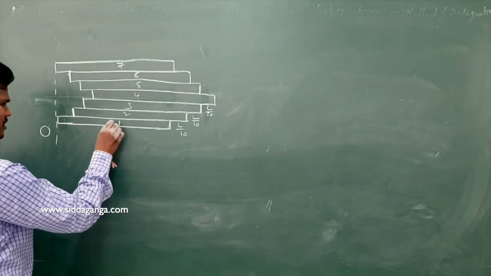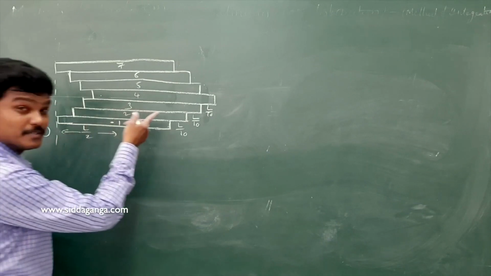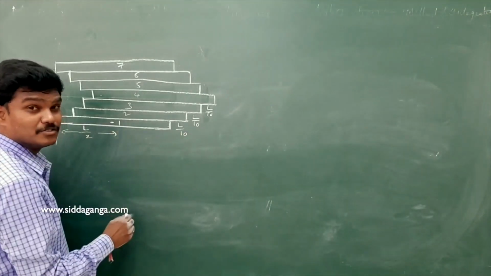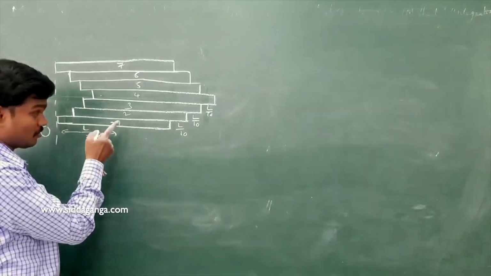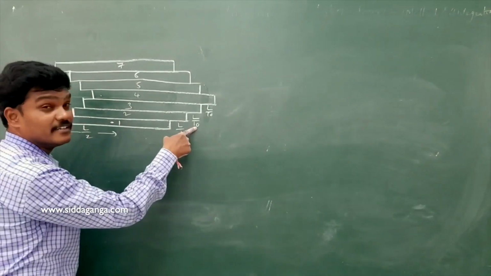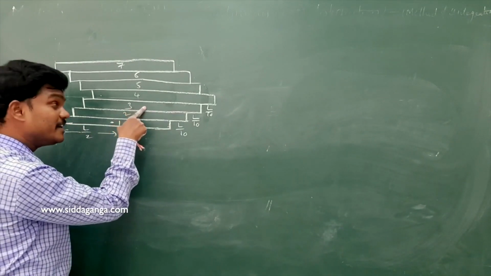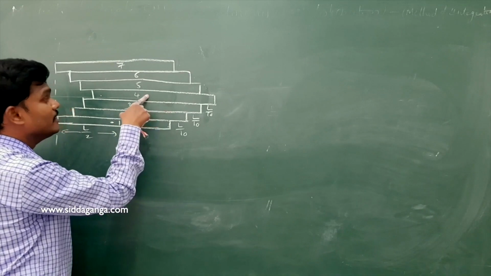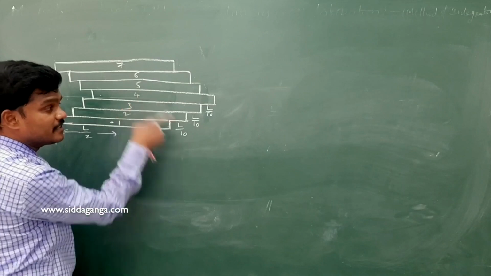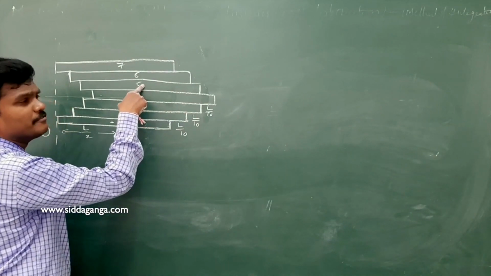Center of mass of this one is L by 2. For the next one, the first one is L by 2, and the next one extends by L by 10. So the second rod's center of mass is located at L by 2 plus extra L by 10. Third one, L by 2, extra L by 10, L by 10. This one, L by 2, and 3 L by 10s. L by 2 is common for everyone.